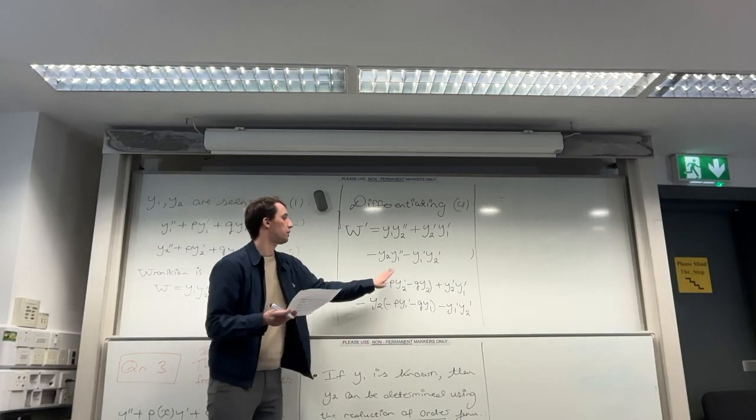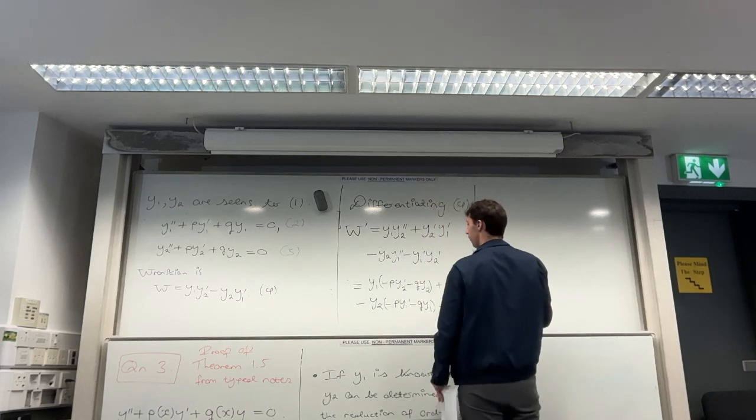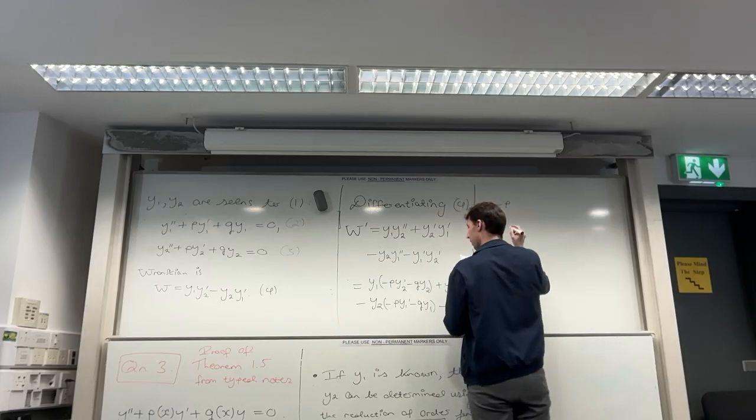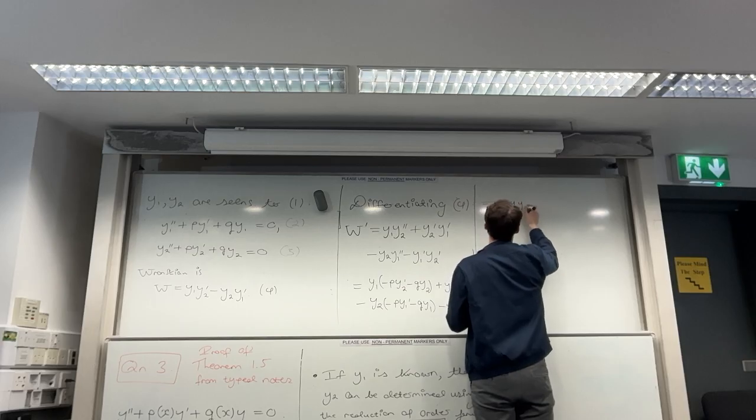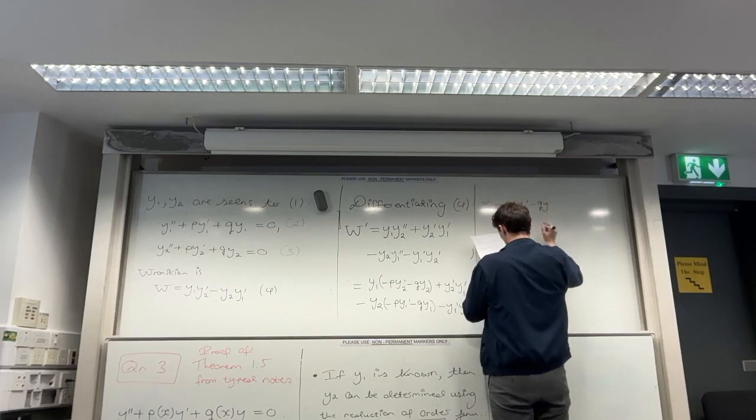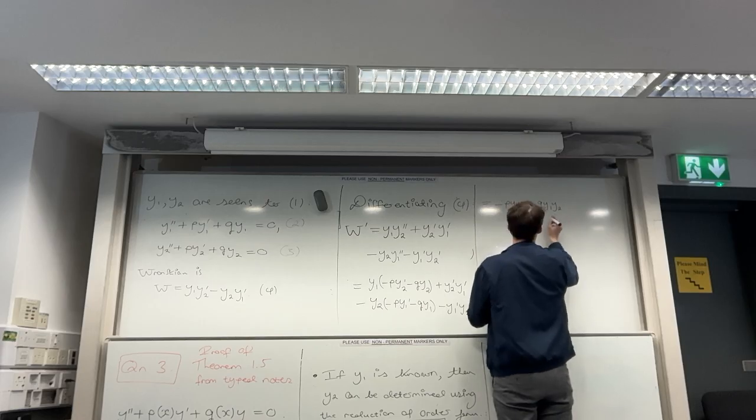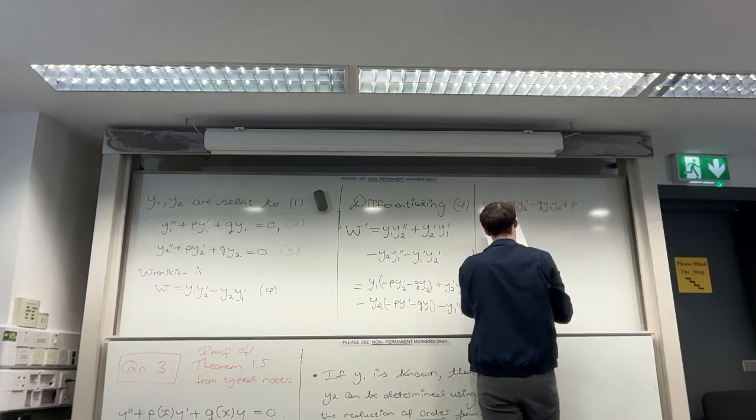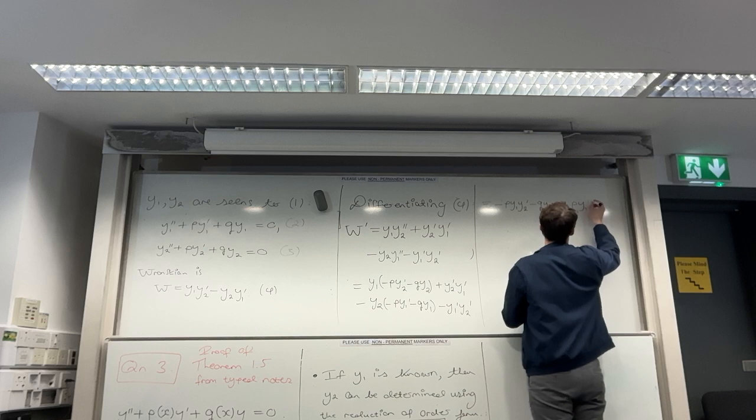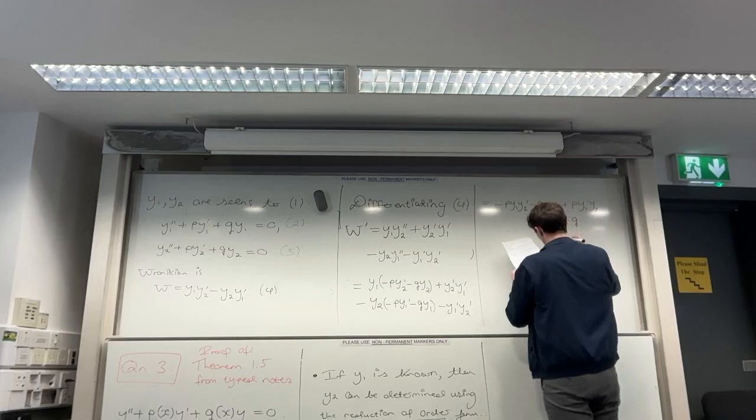Now, let's just multiply out all of this. And what do we get? Well, if we multiply out the first term, we're just going to get minus p y1 y2 prime minus q y1 y2 plus p y1 prime y2 and then plus q y1 y2.